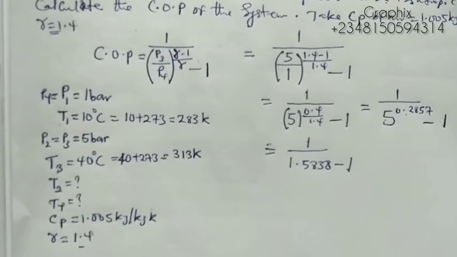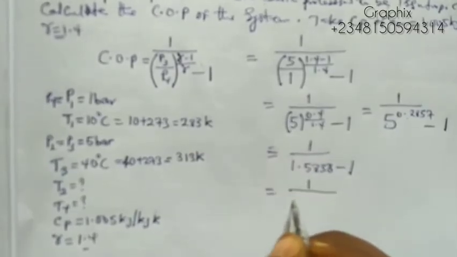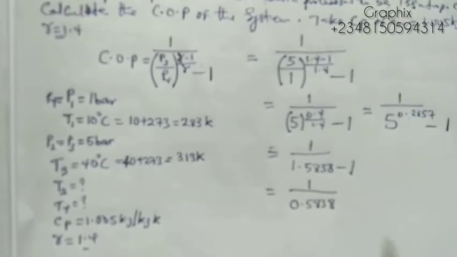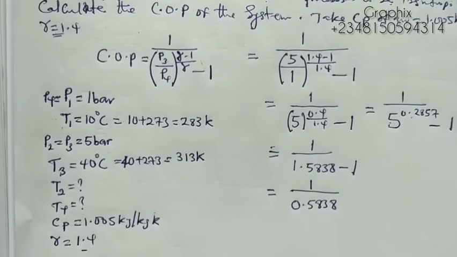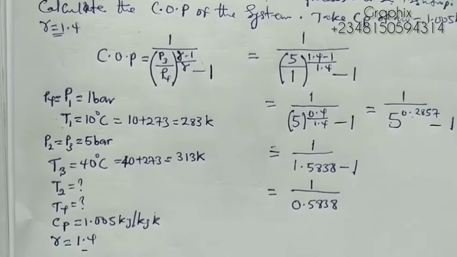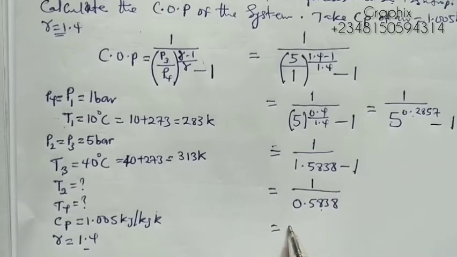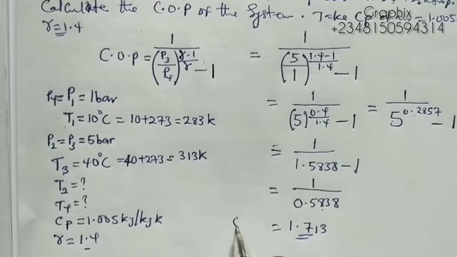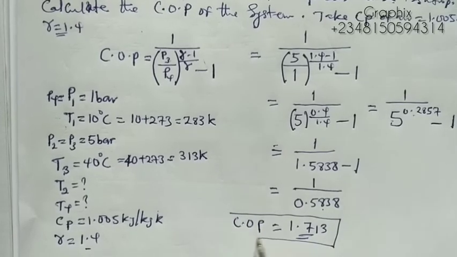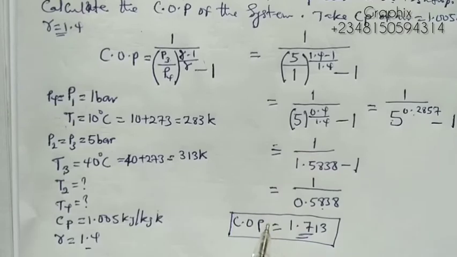So that will give me 1 over 0.5838. From here, if you divide minus 1 by the answer and do this in your calculator, you are going to have 1.713. So that is our COP, the answer for that system. So this is when you are asked to prove. So our COP is 1.713.